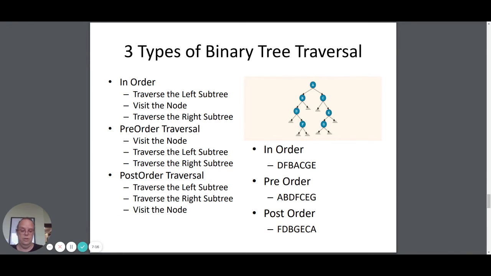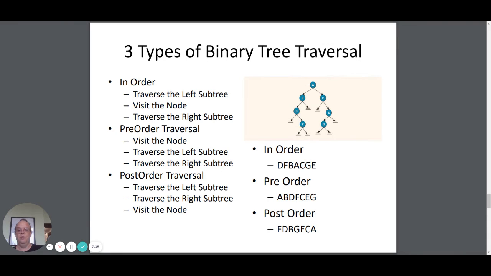Speaking of traversing, and you need traversing when you do things like insertion, deletion, lookup operations, or printing out the tree, you'll need to do a traversal. There are three types of traversal. One, in order, you traverse the left subtree, then you visit the node, then you traverse the right subtree.